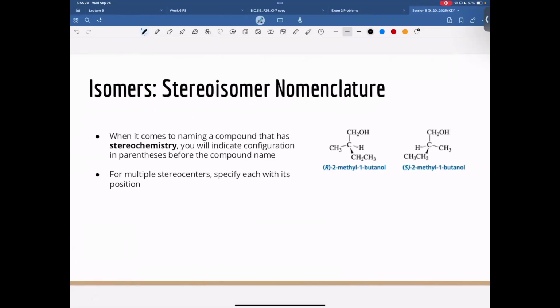I mentioned this a little bit earlier to some of you, but stereoisomer nomenclature: when you are naming stereoisomers, you want to put either R or S in parentheses before the molecule representing the stereoisomer. And if you have multiple stereoisomers, the way you do that is you just put the locant. So for example, 2R, comma, 3S. And then you go on naming it. Make sense? Pretty simple.